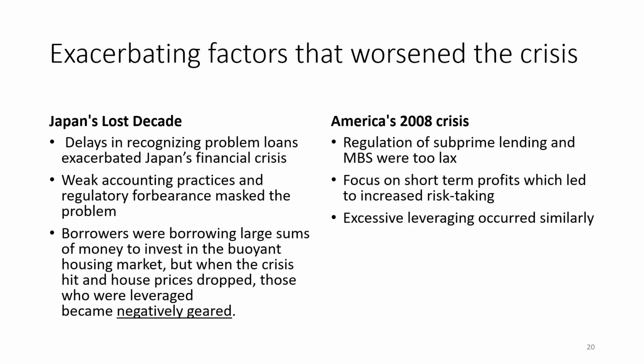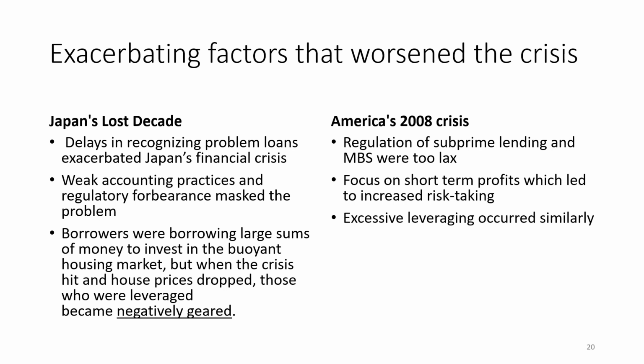Next, there were similar exacerbating factors that worsened the crisis. In Japan's lost decade, there were delays in recognizing problem loans, weak accounting practices, and regulatory forbearance. This also occurred in the 2008 crisis, as the regulation of subprime lending and mortgage-backed securities was too lax, such as the passing of legislation in 2000 that disallowed supervision and regulation for these securities.